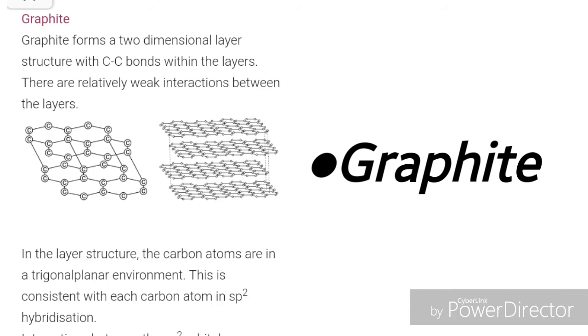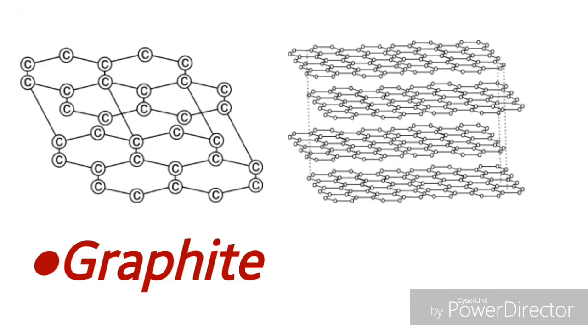In the layer structure of graphite, the carbon atoms are in a trigonal planar environment. This is consistent with each carbon atom in sp2 hybridization. In this picture, you can observe the two-dimensional structure of graphite, and the individual layers are held together by weak attractive forces called London dispersion forces.